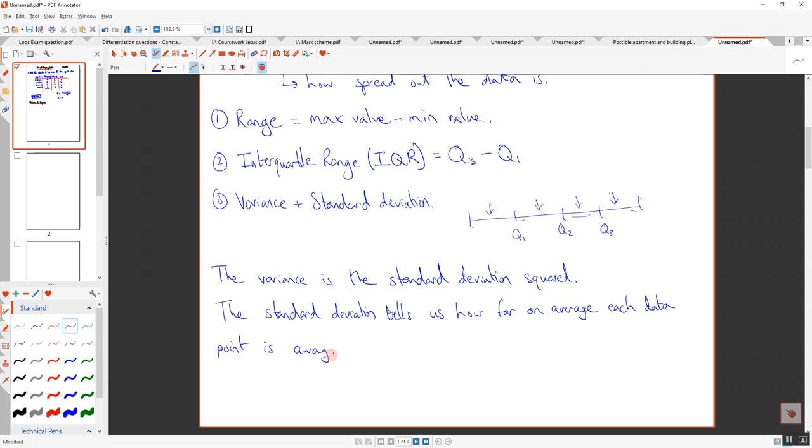Tells us how far on average each data point is away from the mean. Okay, so the standard deviation tells us how far on average each data point is away from the mean. So it's kind of like the mean of the mean.